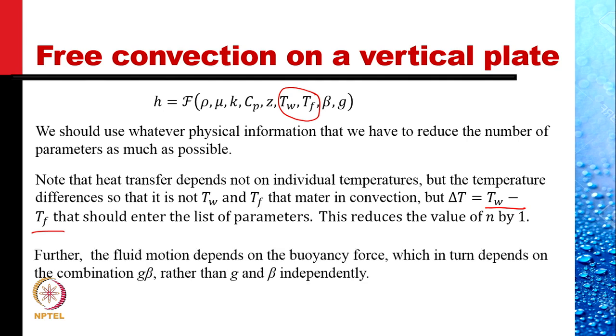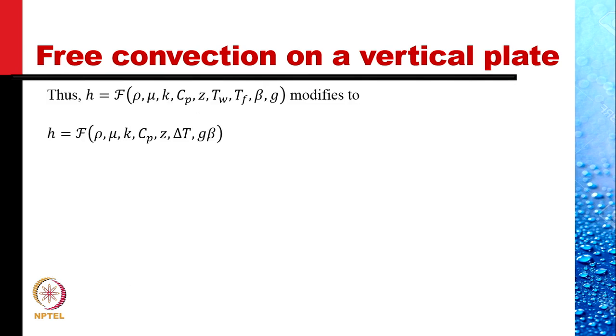Further, the fluid motion in the vertical direction depends upon the buoyancy force, which in turn depends upon the combination g beta rather than g and beta independently. Beta would result in a density difference, and that multiplied by g will give you the buoyancy force. So this means that these two combine to give g beta, and that further reduces n by 1. So that the original equation modifies into this equation.